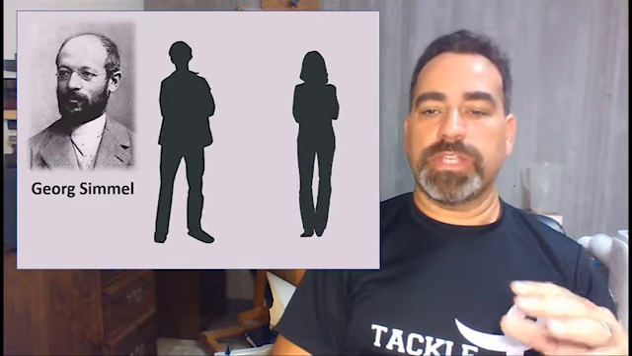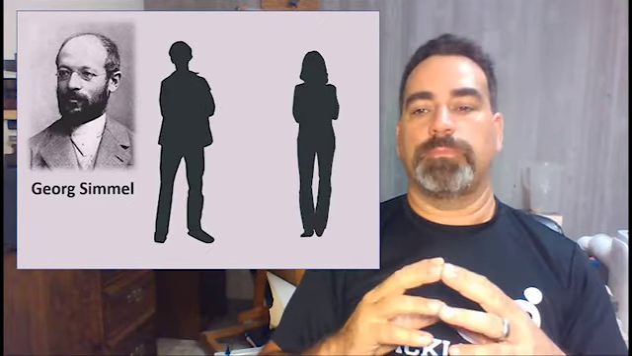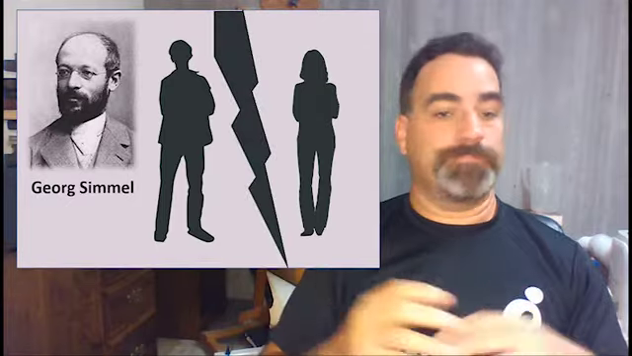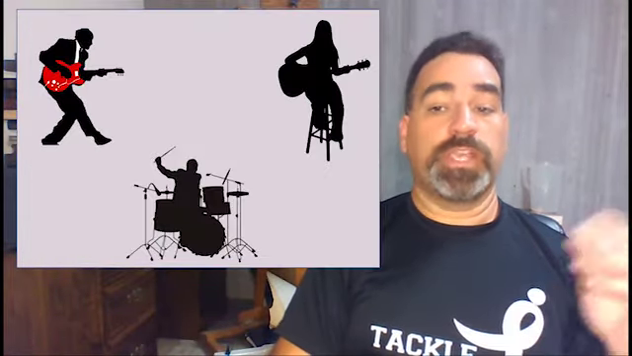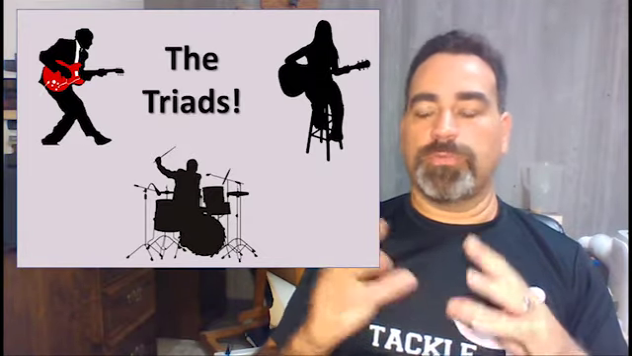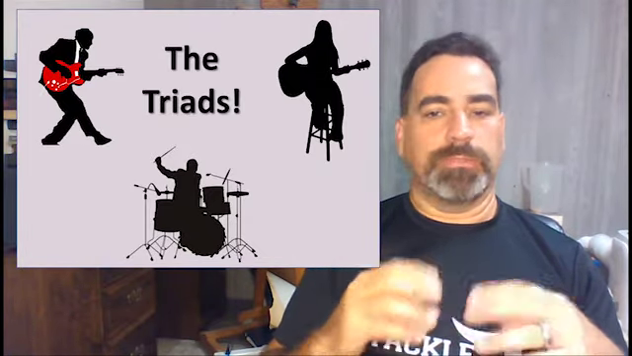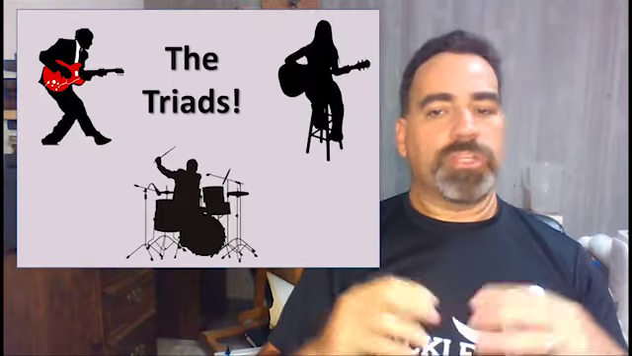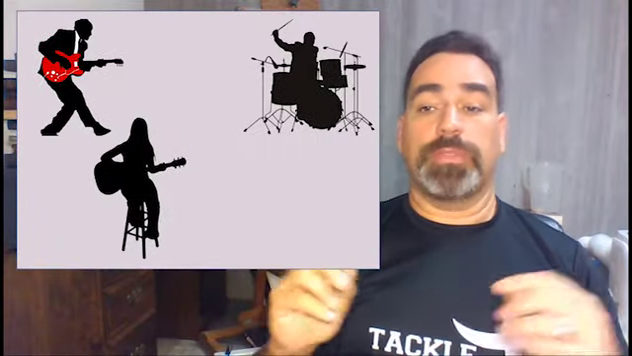Dyads are intrinsically meaningful but often unstable. If one person in the dyad leaves, no more dyad. The next step up from a dyad is, of course, a triad. This is a group of three people. Think of a band: a lead guitar, rhythm, and a drummer. Triads are intrinsically more stable than dyads.